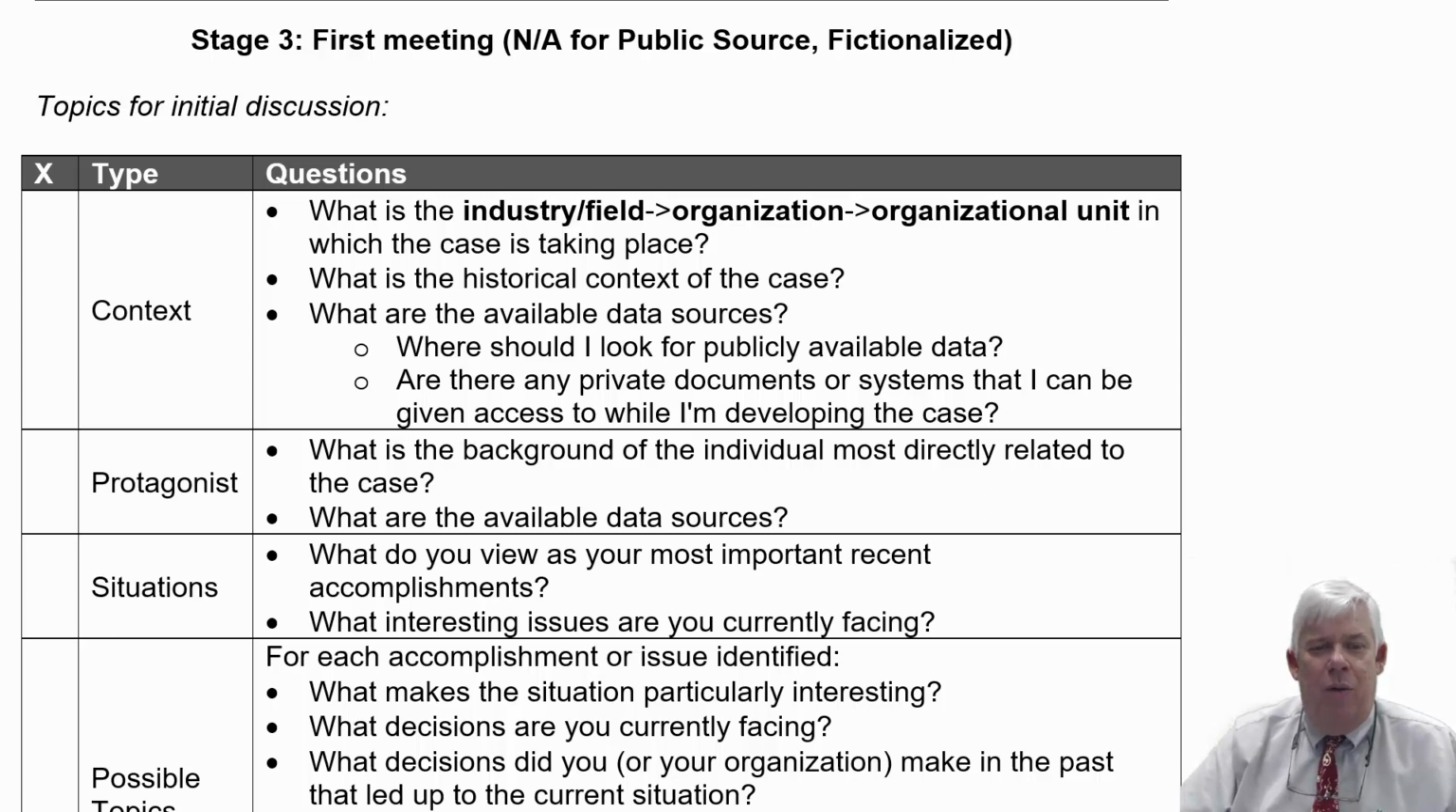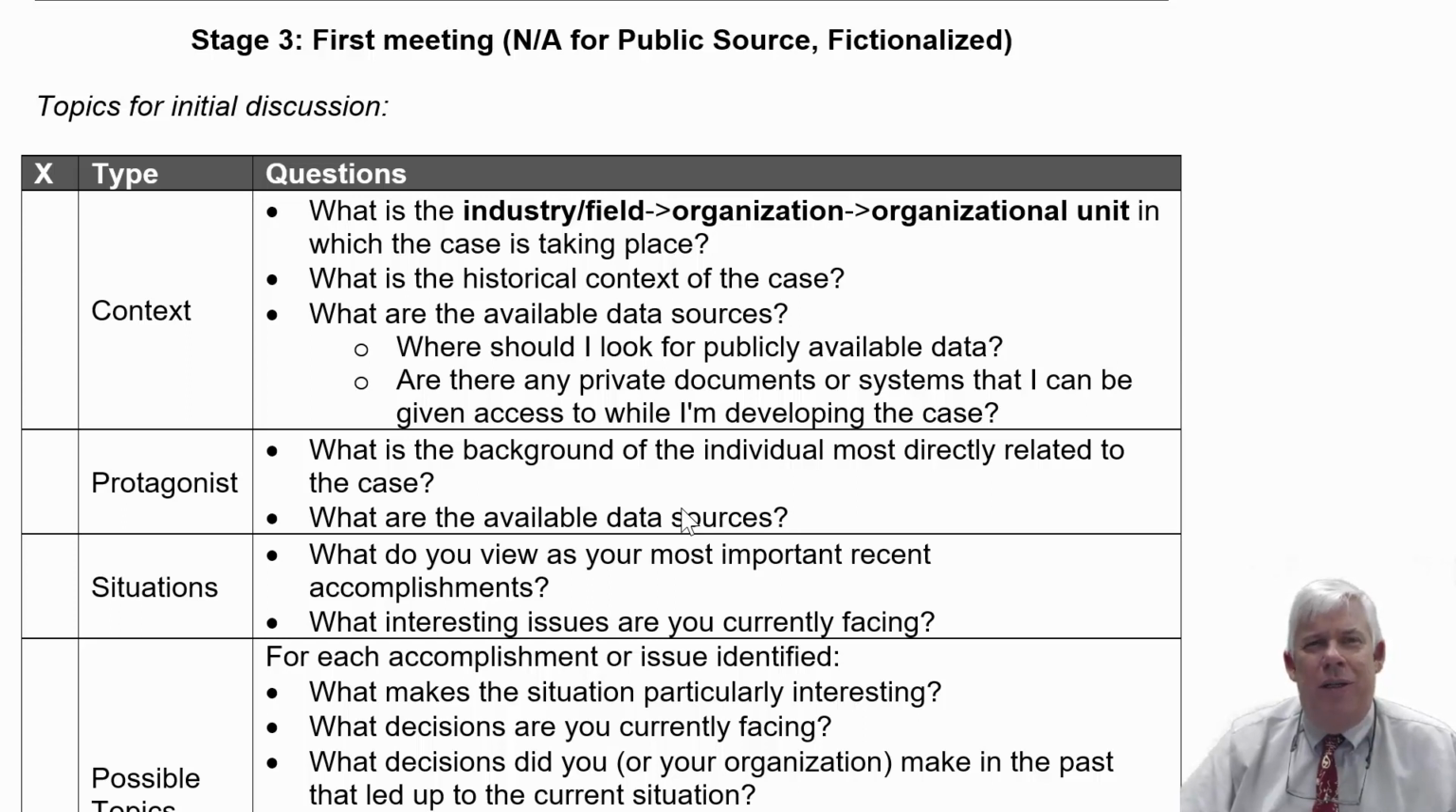You may also want to talk about what type of situations are going on, what sort of interesting issues are being faced by the organization. In a discussion case development, this is going to be critical because that may be the decision that the discussion case focuses on. In a research case, you more want to get a sense of what's happening and how it might fit or not fit within your research.